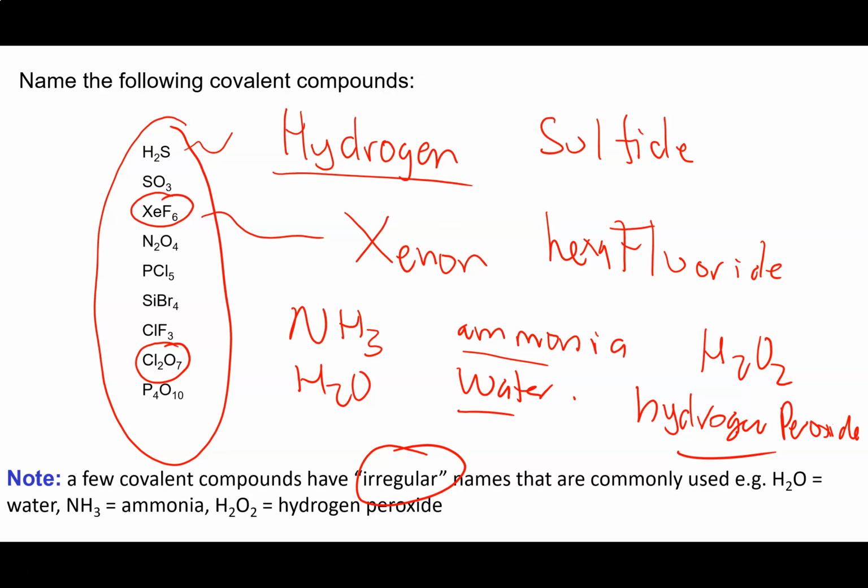So that's it really, short and simple. Leave the first element's name unaltered, change the ending of the second element's name to IDE, and then apply Greek prefixes to indicate the number of each atom type present. If your formula begins with hydrogen, you don't have to worry about the Greek prefixes. And if there's only one of the first element, you don't have to worry about the mono.